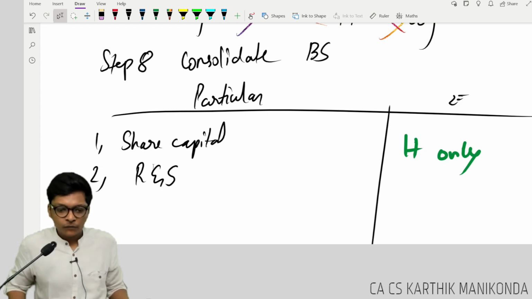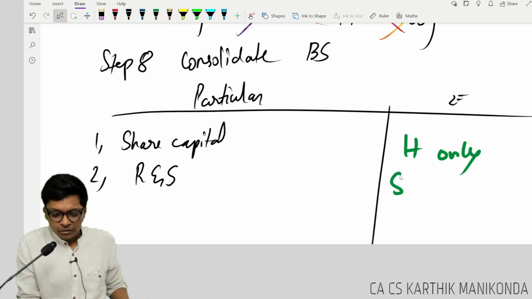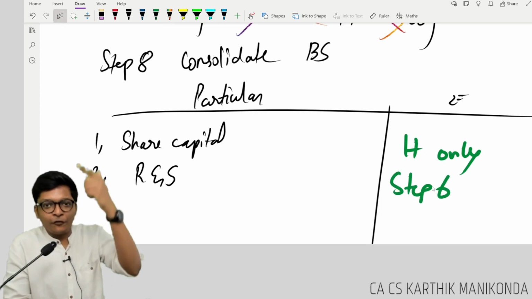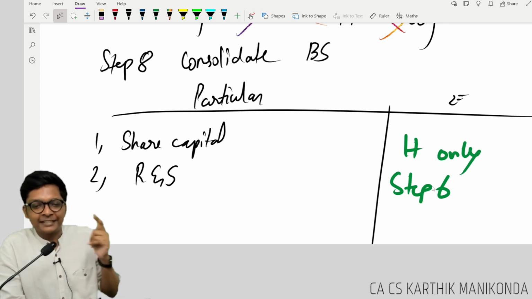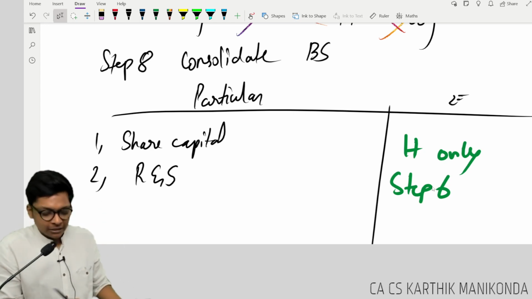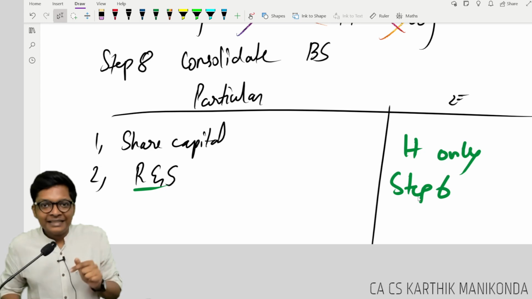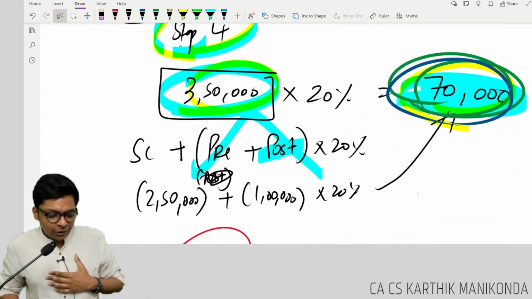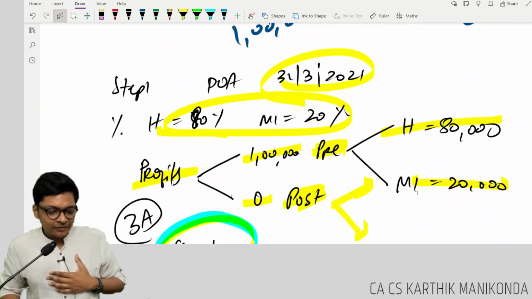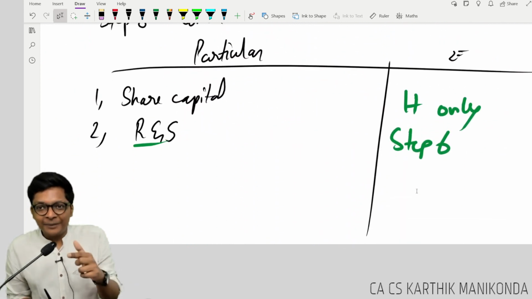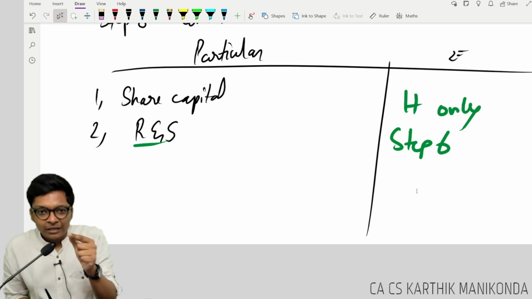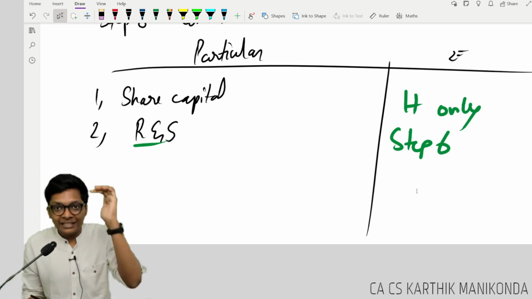Correct? I will write here step 6. Are you following, guys? Trust me, the consolidated balance sheet should take less than 20 seconds if all your steps are correct. Reserves and surplus is step number 6. Go back to step 6. What is step 6, sir? Read in your notebook: computation of reserves and surplus for the purpose of holding companies, consolidated. So that answer only will come here.